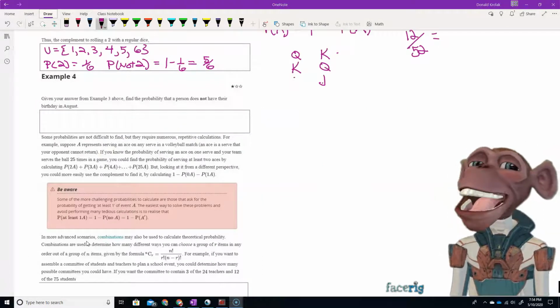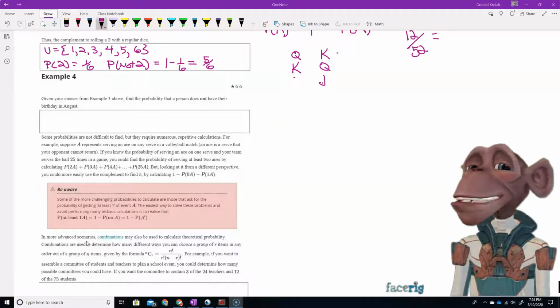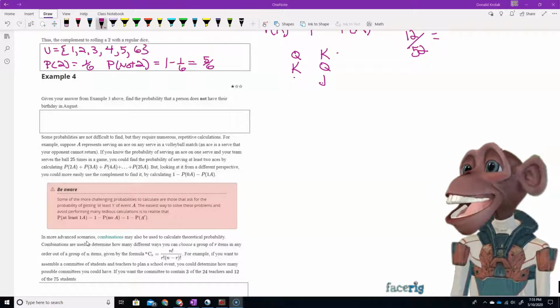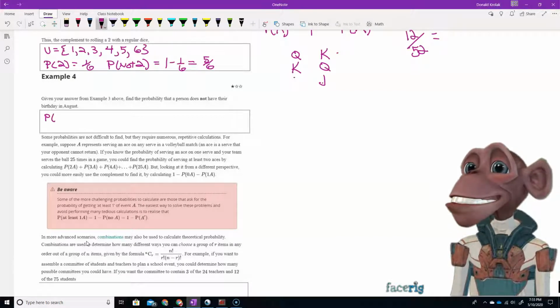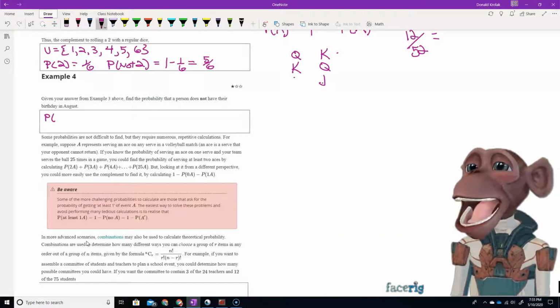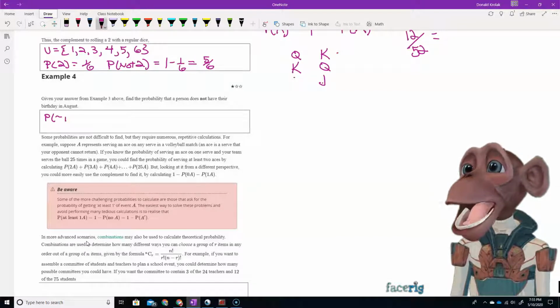All right, another example here of showing how to use a complement, thinking of things in terms of their complements. So if the example was, what's the probability of not having your birthday in August? So I write not August.